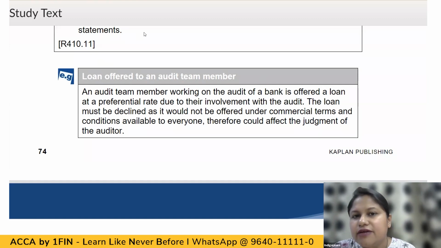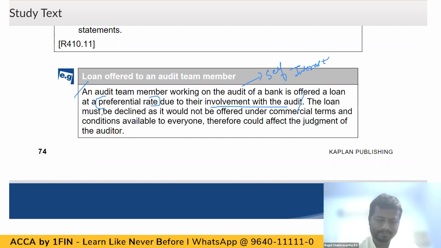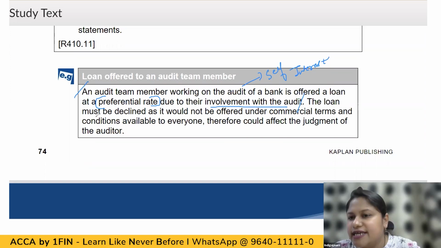Now, you tell me, without moving further, if you understand carefully, if you look at this line only, it is directly telling that this particular member will now develop a self-interest threat. Because he has not got this particular preferential rate and all this benefit only because he's a regular customer. He has got this only because he's involved in the audit. So don't you think the banker is trying to create some kind of threat, grabbing the interest of this person so that they give a favorable opinion? Correct? Yes.